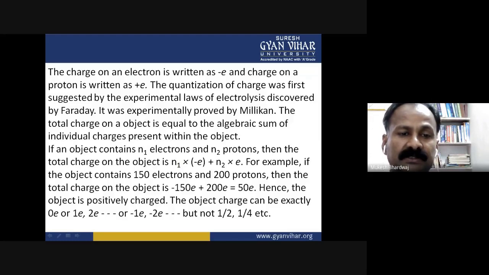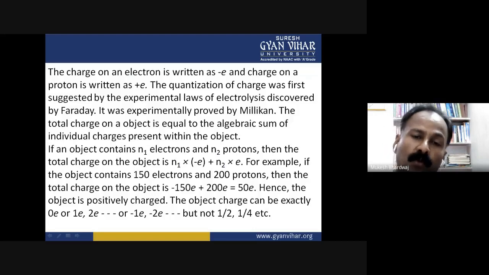The object charge can be exactly 0e, 1e, 2e, and so on, or minus 1e, minus 2e, but not in fractional value, that is 1 by 2, 1 by 4, and so on.